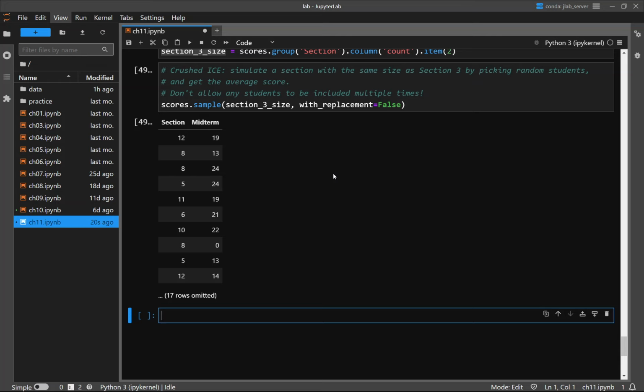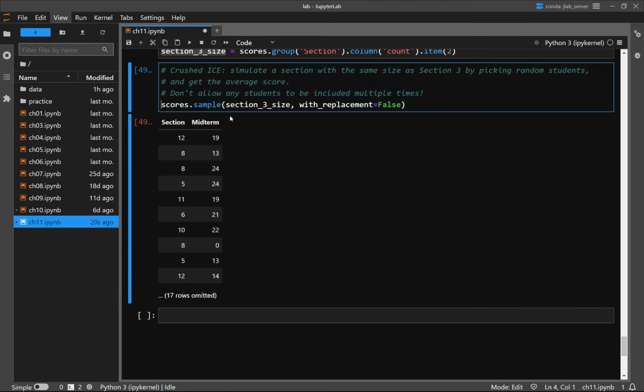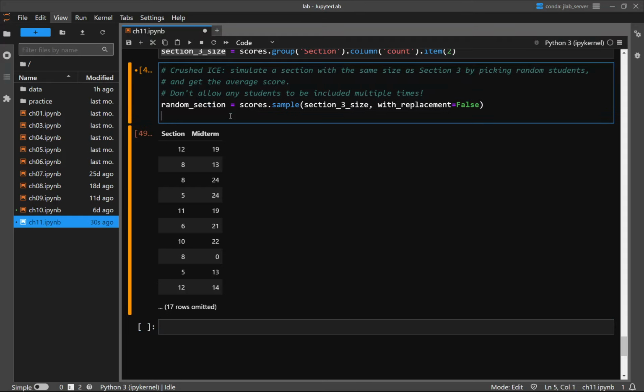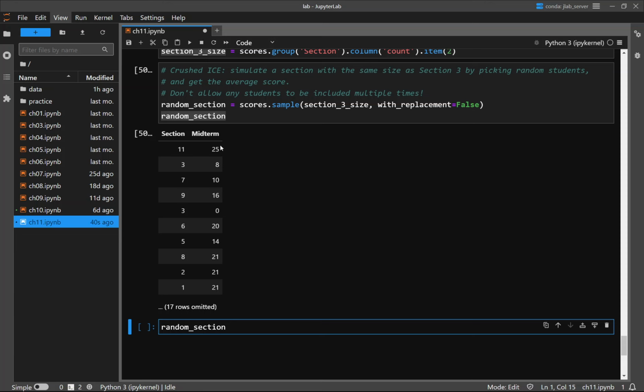And let's simulate a bunch of different ways that I could have created section 3, because some students are doing better than others, and some of their scores are different. All right, so that's my random section. I'll call it that, random section. And so I'm going to do this 10,000 times, of course. I've got a random 27 students. Let's get their midterm column and take the average, right?